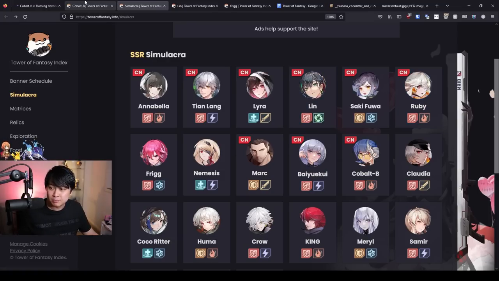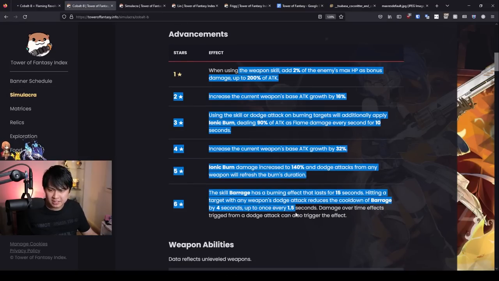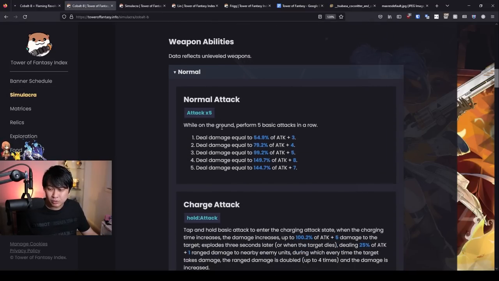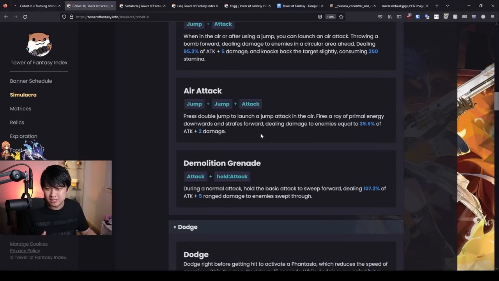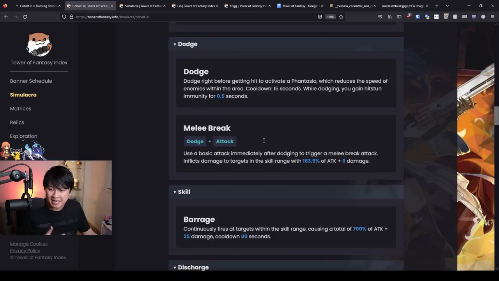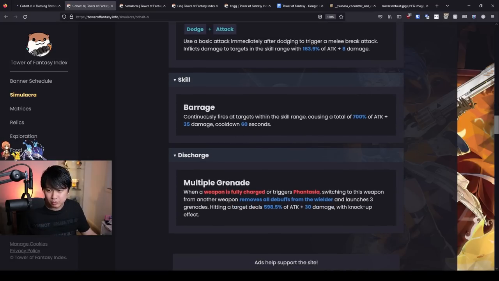However, with that being said, let's move back to Cobalt-B, and I want to talk about the constellations in a second, because these are essentially the most important parts. However, they are related to the skills themselves. So I'm not going to talk about any of these, because these are kind of like your generic jump attack, dodge attack, air attack. What I am going to talk about is this skill over here, which is Barrage.